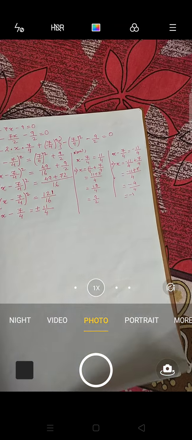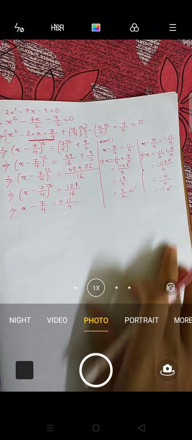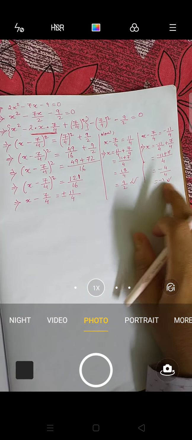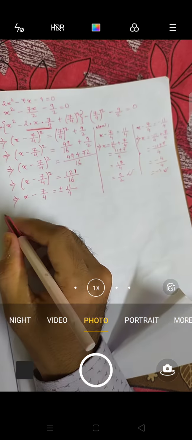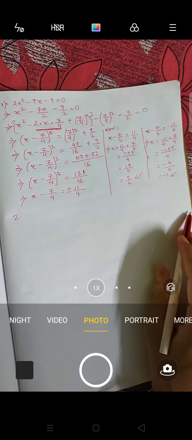Okay, basic calculation. So these are your answers. x is equal to 9 by 2 and x is equal to minus 1. Now let's move to question number 2. Sorry, this can be done in a different way also.